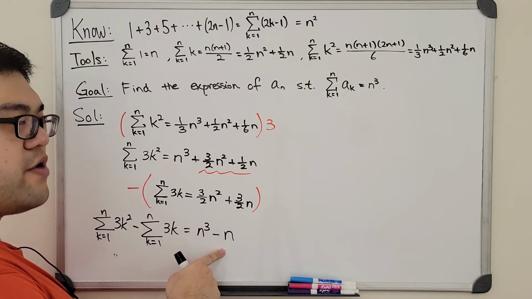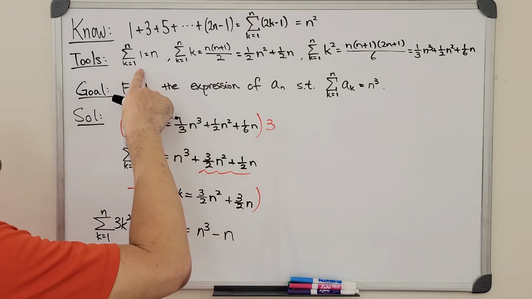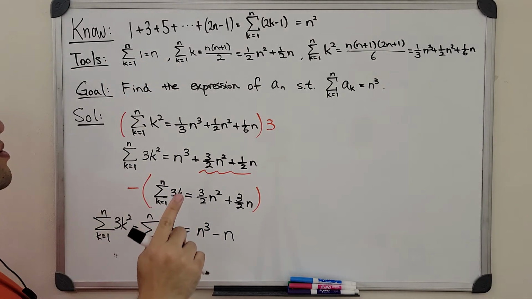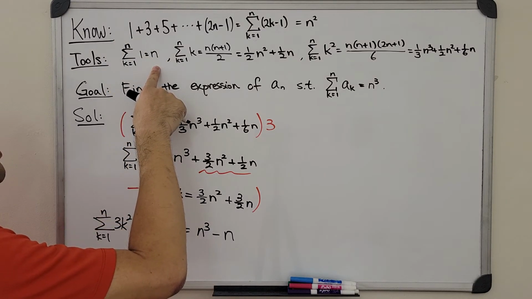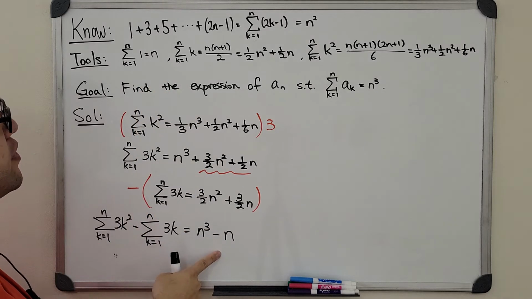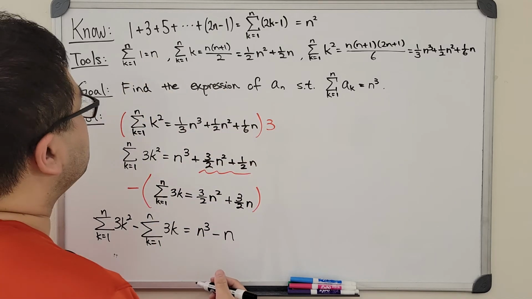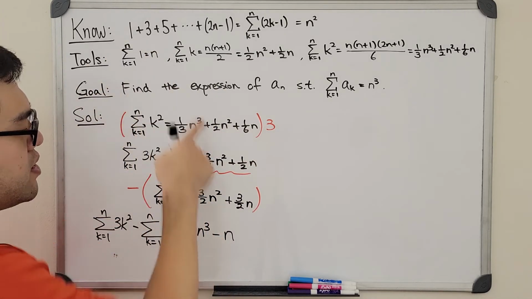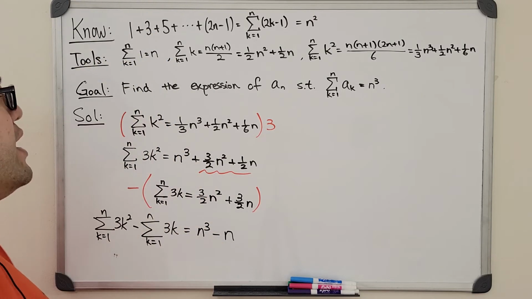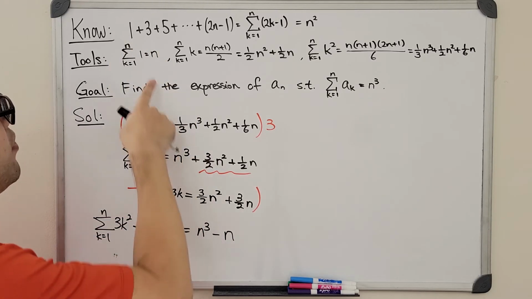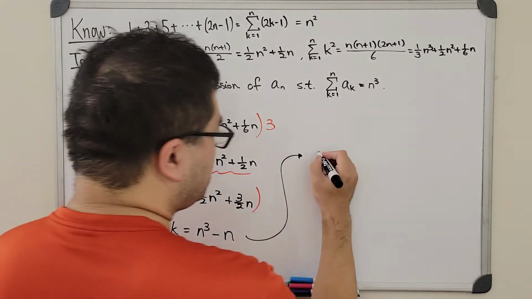So we're not done yet. We still have the n term. What are we supposed to do? Well, look back to the tools. We still have one more expression that we haven't used yet, which is this one. We can also try to use this to help us get rid of the n, because on the right-hand side, n is the leading coefficient. And we have minus n, so we need to add this thing so that the n will be able to cancel out. So this gives us the final expression.